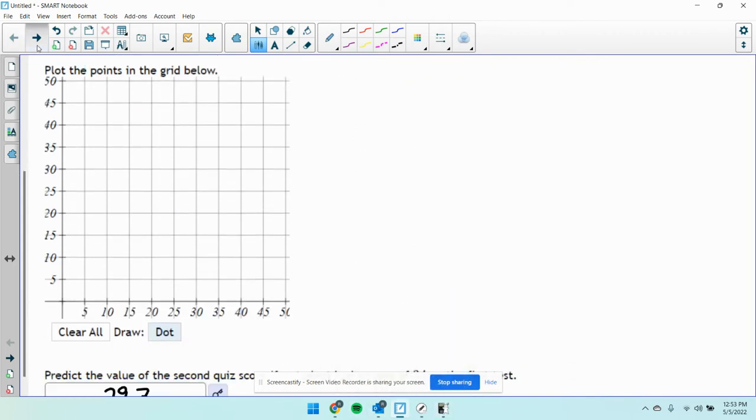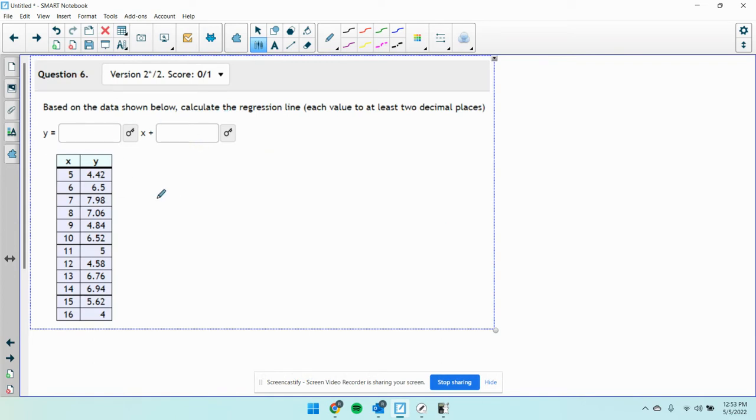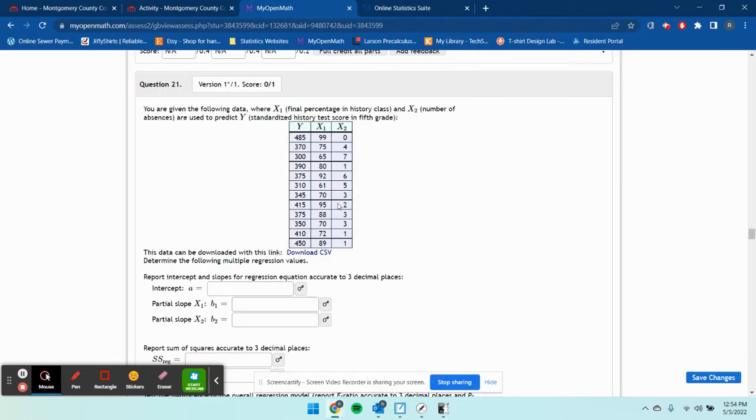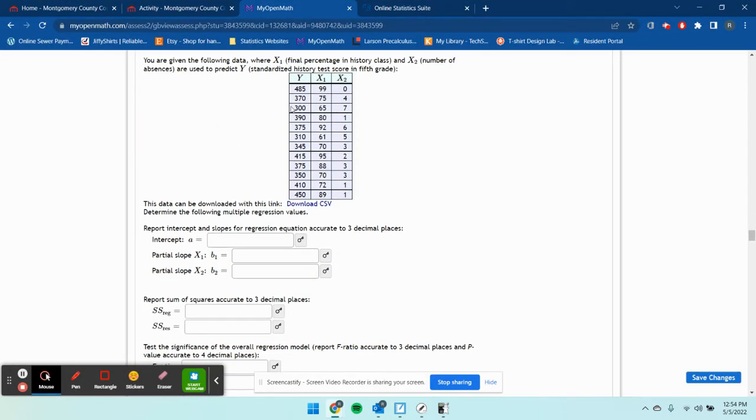Now, the next one is done the same way. You're going to enter your x values and your y values, and you're just going to calculate the linear regression. You don't have to do anything with the equation. Just write out the values for your a and b in these boxes. So that'll be done the same way. And the last one is a multiple regression problem.